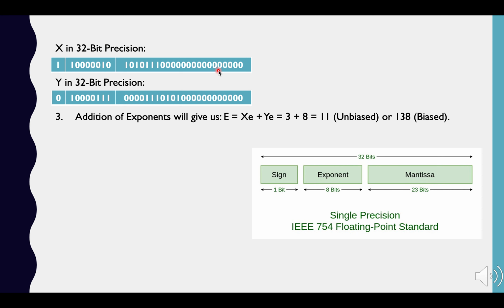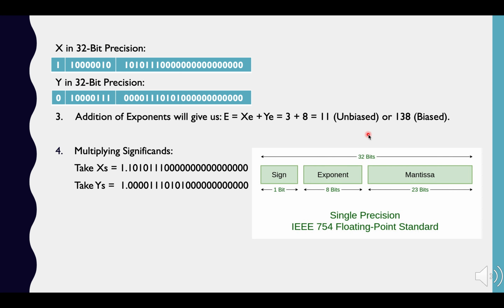Now, we can add the exponents of the normalized expressions found earlier. We obtain that e is equal to 3 plus 8, which is 11 for unbiased exponents, or 138 in case the exponent is biased. Now, we must multiply the significands. We take x_s to be equal to 1 point followed by its mantissa, and y_s to be equal to 1 point followed by its mantissa.